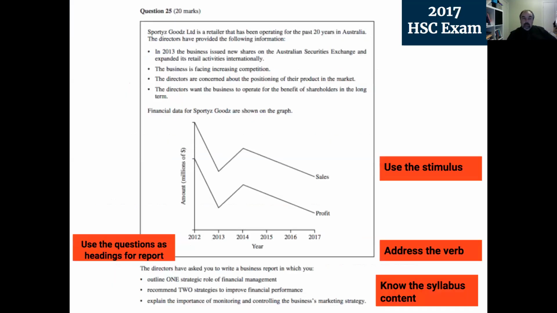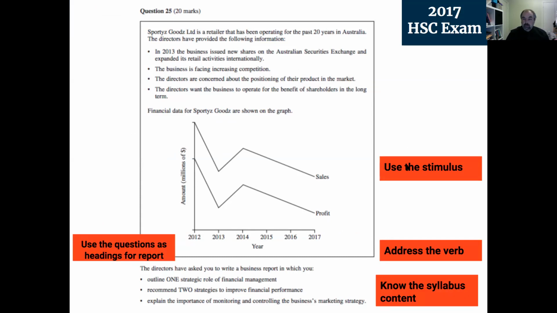All right, 2017 exam. Now, the reason why I took this question out as well is to show you that sometimes you're given financial data in the stimulus. And this particular year, students struggled in terms of knowing how to use the sales and the profit levels. Yes, we've got some stimulus material here for Sporty Goods Limited, and we've got that it's facing increased competition and they're concerned about the positioning. So there's some of the issues around the business.